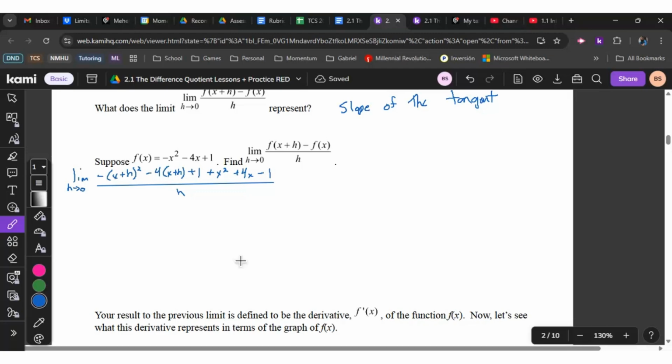Not the 4x yet, no. That one. The A ones. Negative one. Absolutely, right? 1, -1. Those are going to cancel.